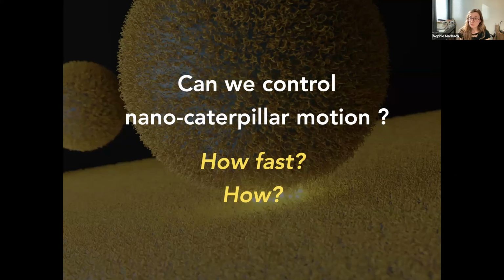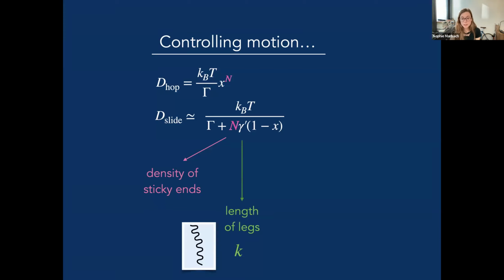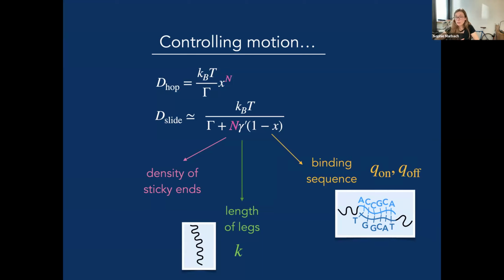But can we go one step further? When you think about it a bit more, when I showed, for example, these equations, there are all these parameters that come in. And those parameters depend on how many sticky ends I've put on my surface, so how many legs I have, of course, but they also depend on the polymer properties, so the length of the legs, but also the strength of the molecular bond, so I can choose different bond strengths. And overall, this means that I have very different ways to change whether or not I'm hopping or sliding, and how fast the particle is moving.